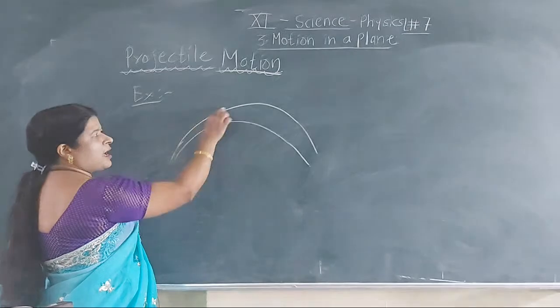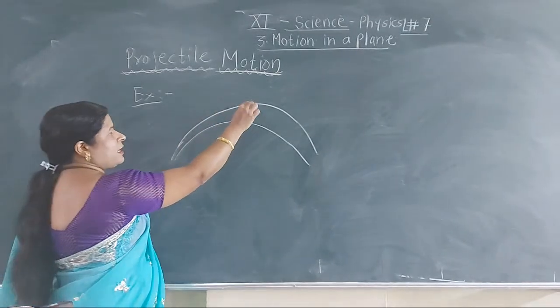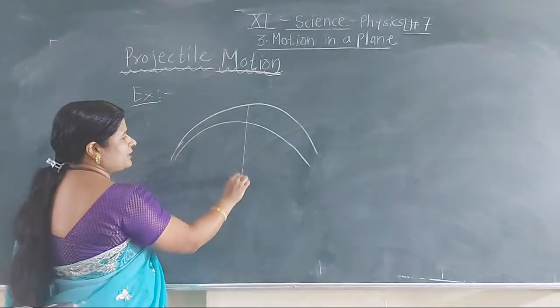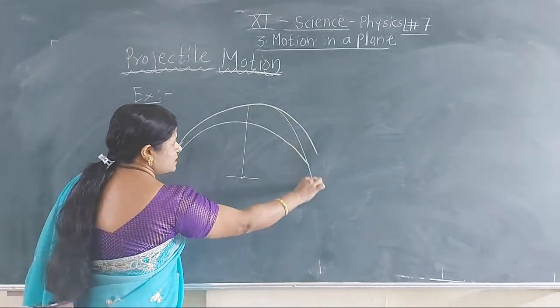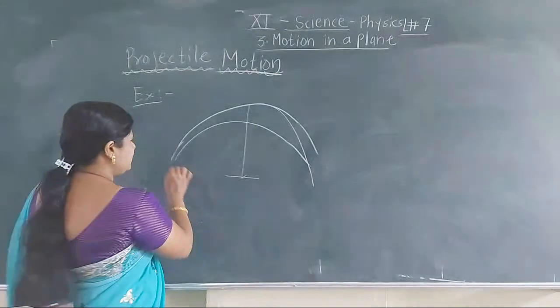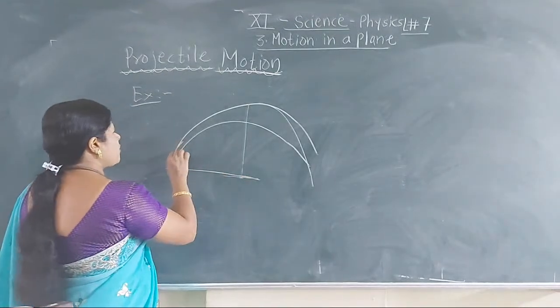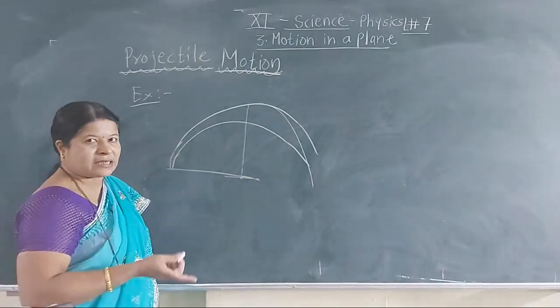The object is thrown in an upward direction, and up to some height with respect to the ground, the object returns towards the ground. And this type of motion we call a projectile motion.